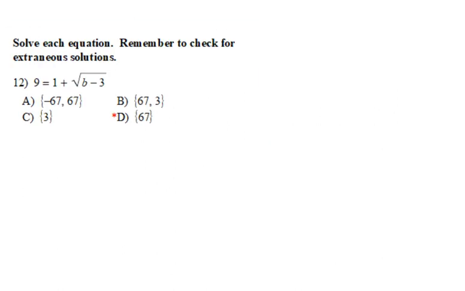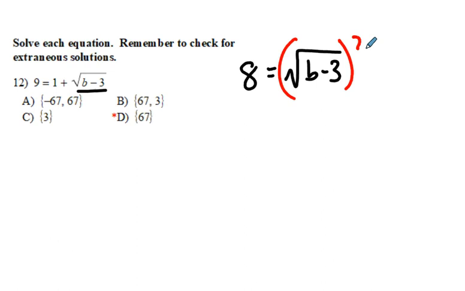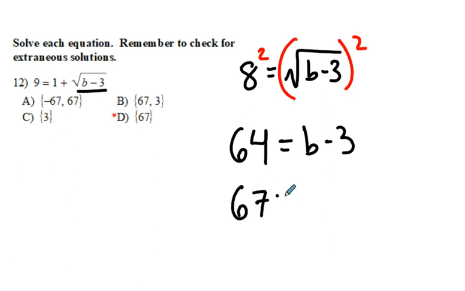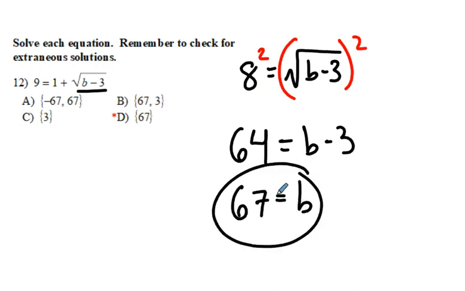12, solve each. Remember to check for extraneous solutions. So this is kind of the opposite of what we did earlier. I'm solving for a square root. So my first goal is to get the square root by itself and then use squaring. So subtract 1 from each side. I then get 8 is equal to square root of b minus 3. Then square both sides. 8 squared is 64 equals b minus 3. Add 3 to the other side, and I get 67. If you plug 67 back in, you will see that it works. So it's D.